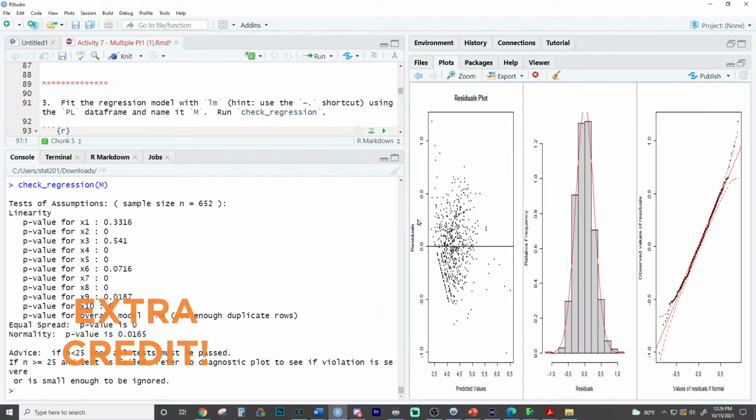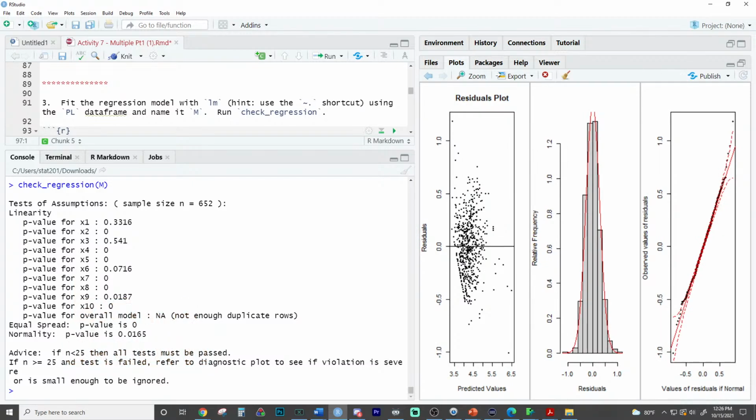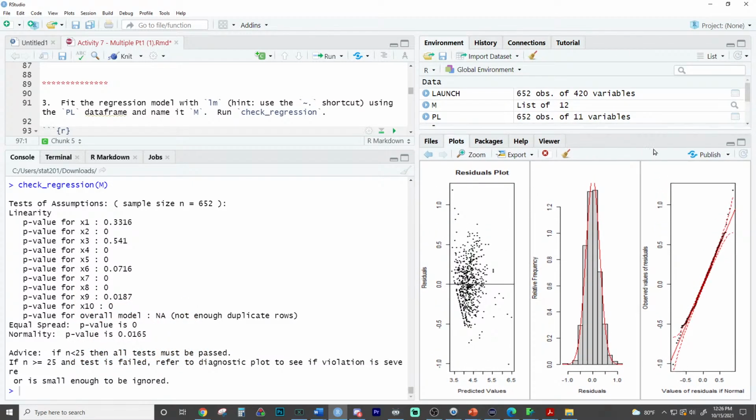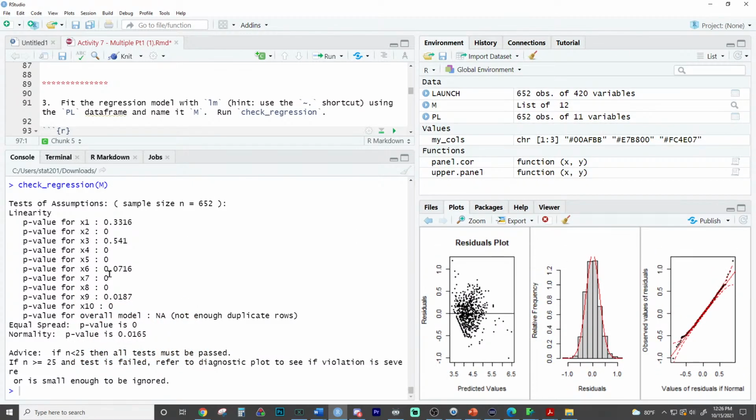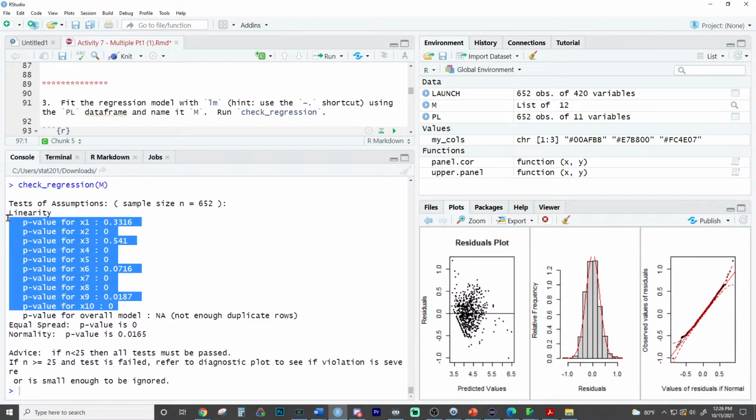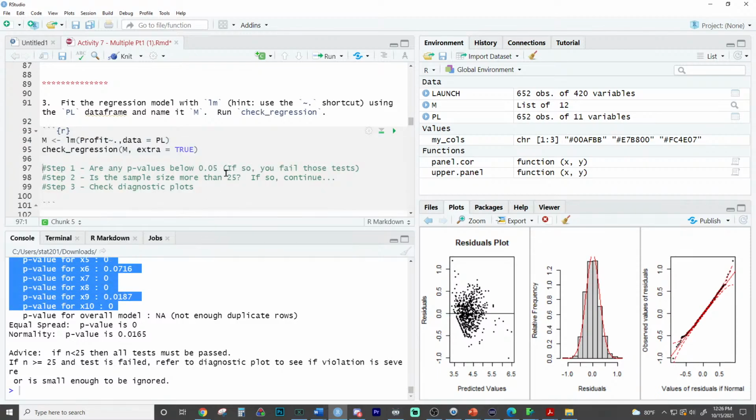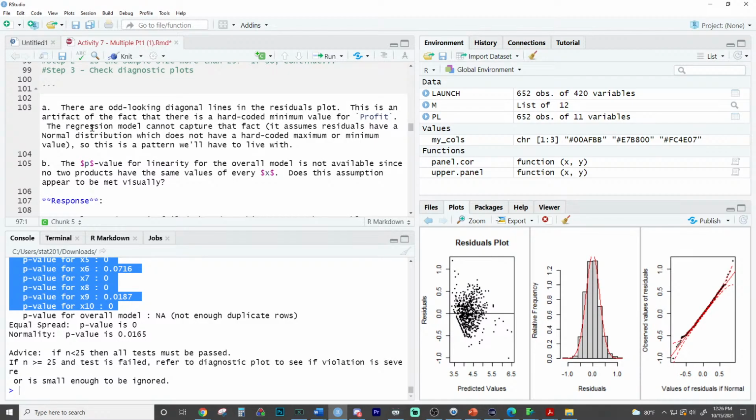So overall, this looks to have a problem with the linearity. Linearity looked to be one of the bigger issues throughout this. So we could maybe handle that with some transformations and stuff.